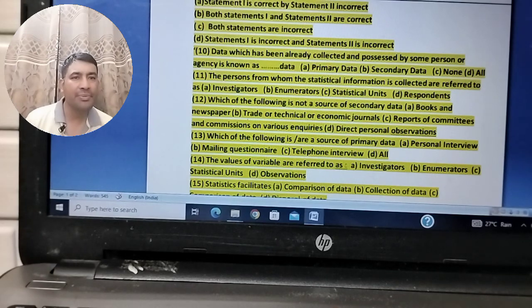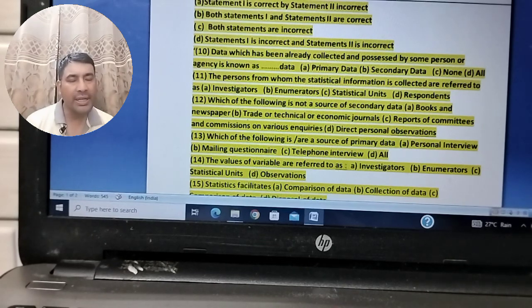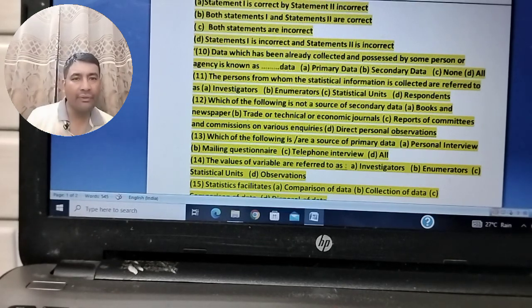It is definitely the respondents. The persons from whom the statistical information is collected are known as respondents. While collecting information, if I ask you some question regarding that matter, then you are the respondents and I am the investigator. Okay, and if I appoint some individuals to help me in investigation, they are known as enumerators.